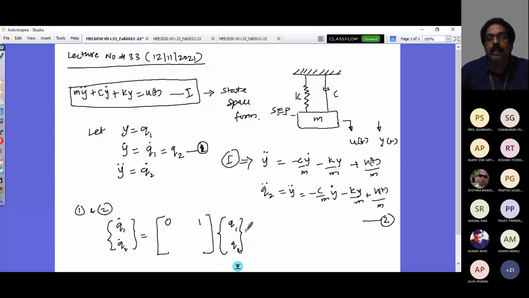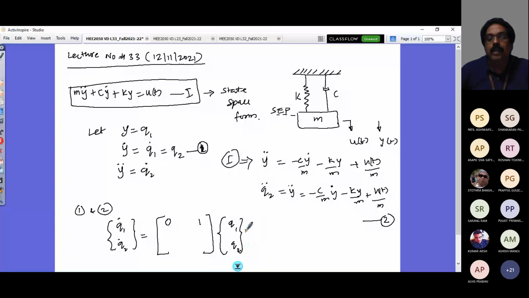So like that, if I write, now look at this, this is my state space form of the differential equation. In this, what has happened? My second order ordinary differential equation, non-homogeneous because I have an input on the right hand side, is now represented by two single order equations. So this is the advantage.